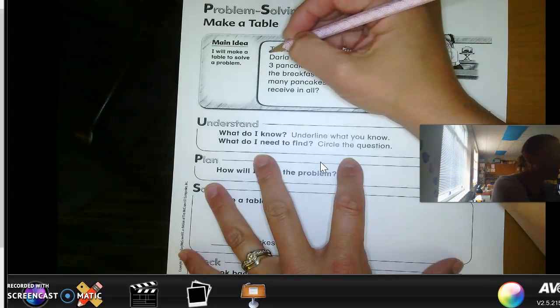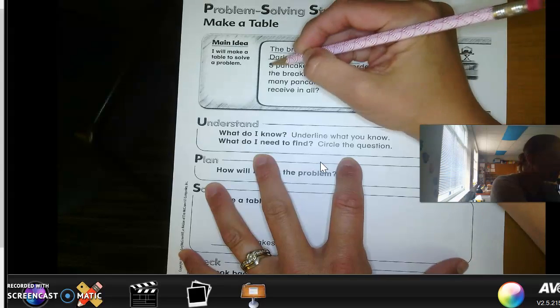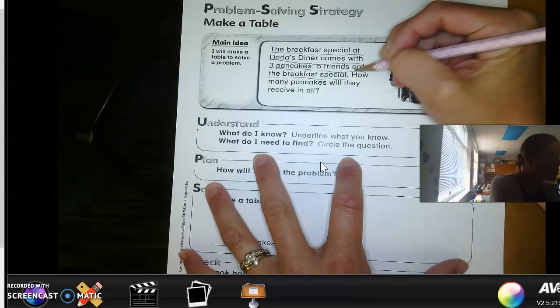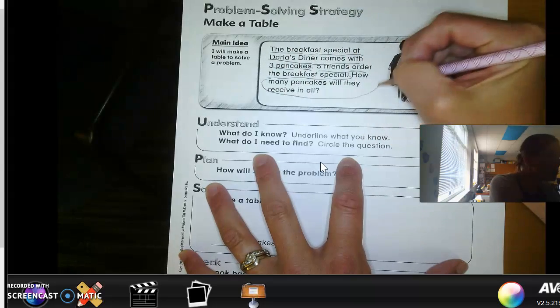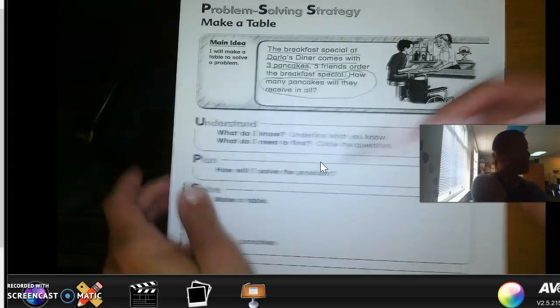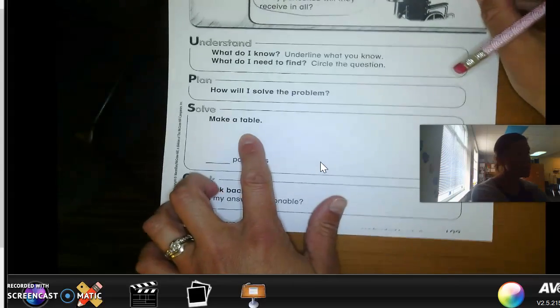So go back, underline what you know. I know that Darla's Diner's breakfast special comes with 3 pancakes. 5 of the friends order that special, and then I'm going to circle how many pancakes will they receive in all. Okay, so I did my understand. How will I solve the problem? Well, I know today I'm going to make a table. So it tells us make a table.